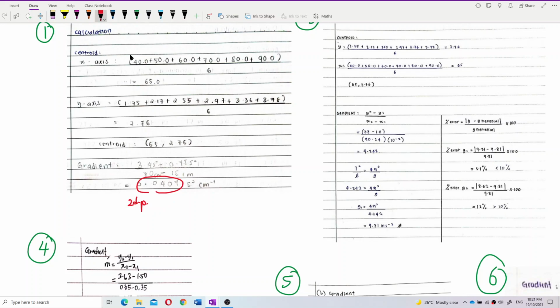So how do you write like this one? If you want to be more accurate, you write like this: 4.07 exponent negative 2 second square per centimeter. So this one must be 2 decimal place. Then you will have 2 decimal place. Make it in exponent form.